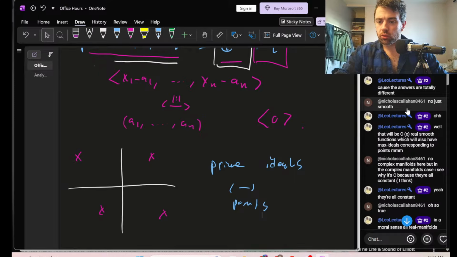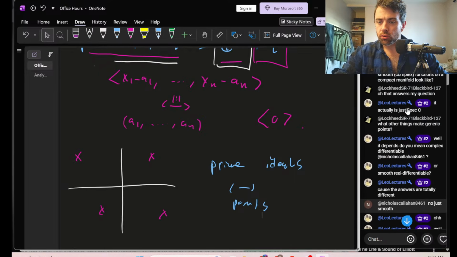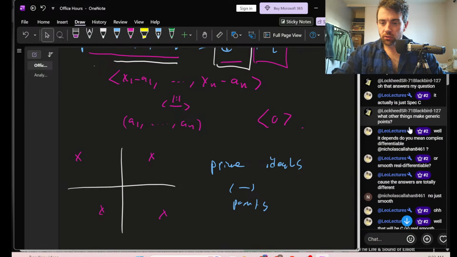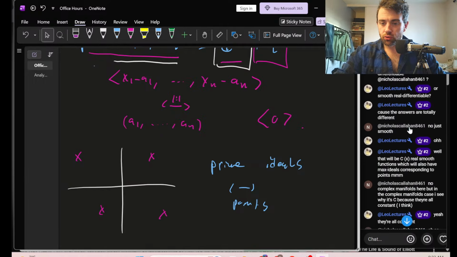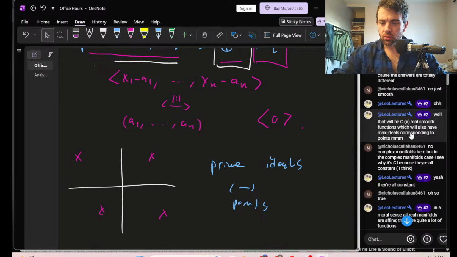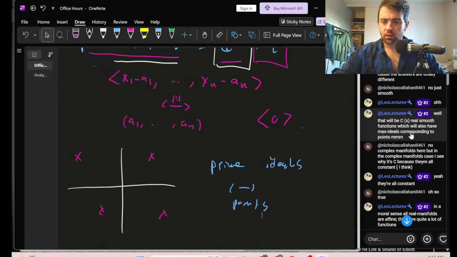No, just smooth. Right. Complex differentiable is just trivial, right? So that would be silly. What other things make generic points? That would be C^∞(X), real smooth functions, which also have maximal ideals corresponding to points. I don't think it's just C(X). No, definitely not. I mean, think about all the functions on the circle.